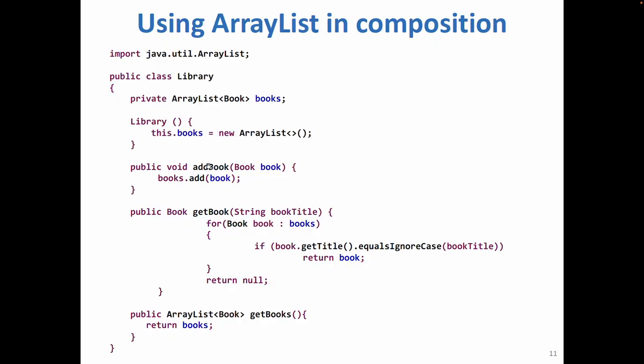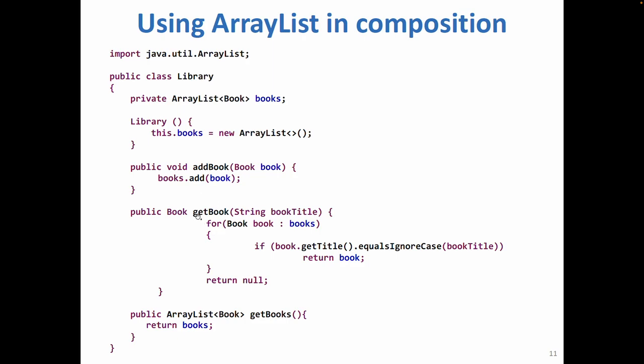And then maybe we want to add some book to our library, so we have this add book function, which takes one parameter as a book object. For that one, we take this parameter and add it to our books array list. So this add book basically adds a book to our library list.